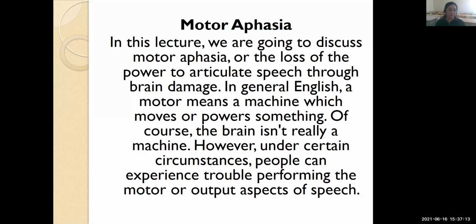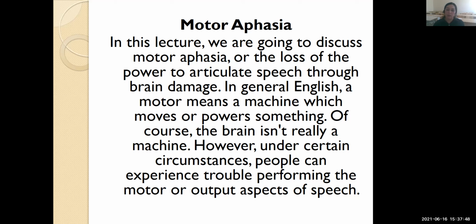Motor aphasia. In this lecture, we are going to discuss motor aphasia, or the loss of the power to articulate speech through brain damage. In general English, a motor means a machine which moves or powers something. Of course, the brain isn't really a machine. However, under certain circumstances, people can experience trouble performing the motor or output aspects of speech.